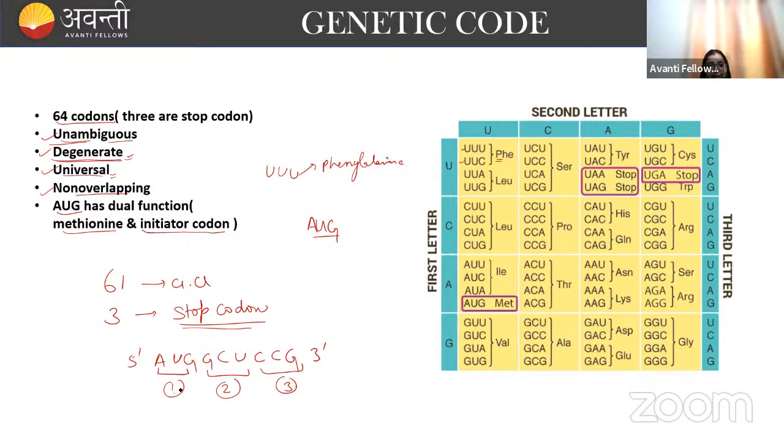This G is part of codon number 1. This G is part of codon number 2. This C is part of codon number 3. It cannot be like this. If it is AUG, it cannot be like UGG. They should not be overlapping, because this G is a part of the 2nd codon. It cannot be a part of the 1st codon. There should be no overlapping.